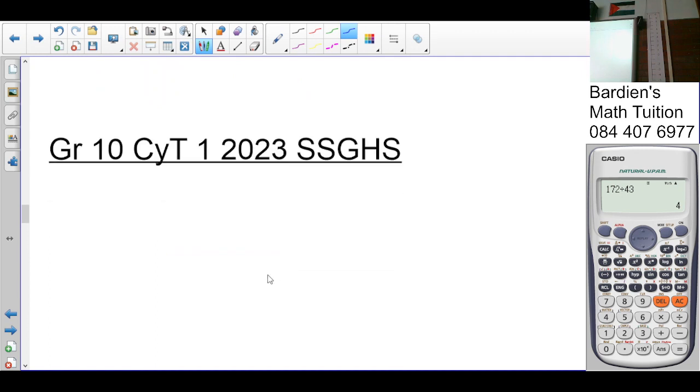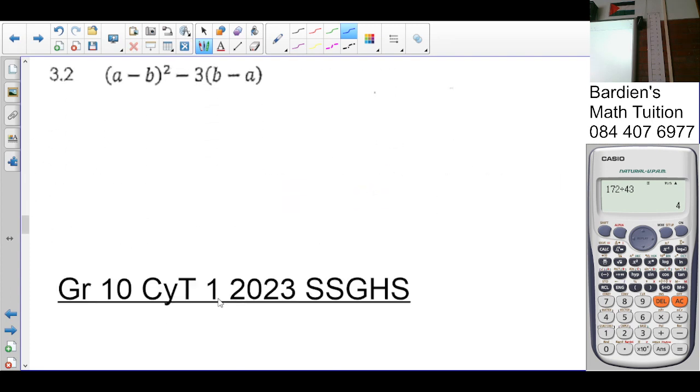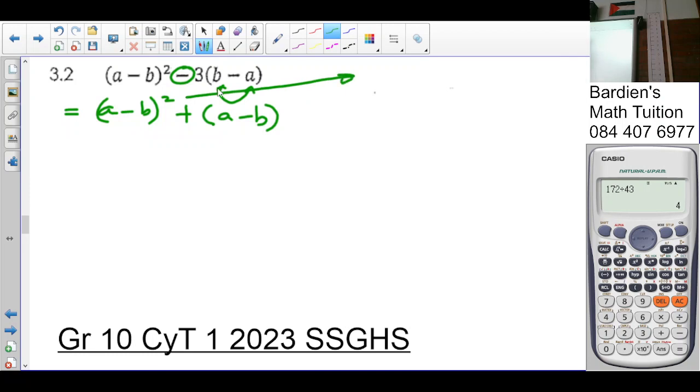In question 3.2, as you can see, a minus b is not the same as b minus a. So what I need to do is first swap that around. So it's going to be a minus b squared, and minus becomes now plus a minus b. From that square, I know that can be written as a minus b times a minus b. For those of you who are a bit confused there, that is basically what that means.